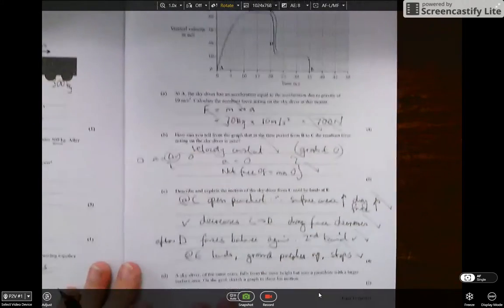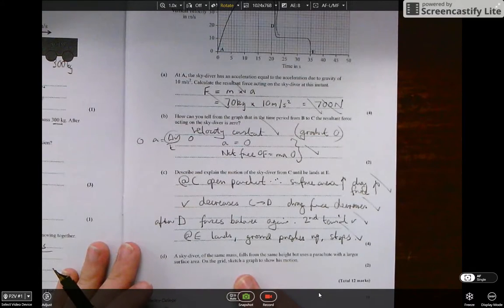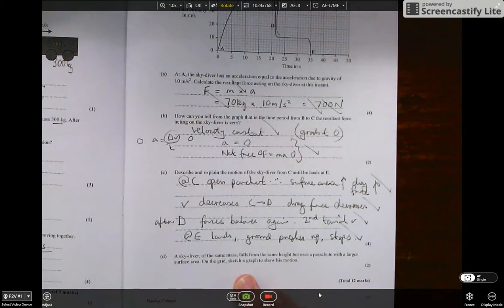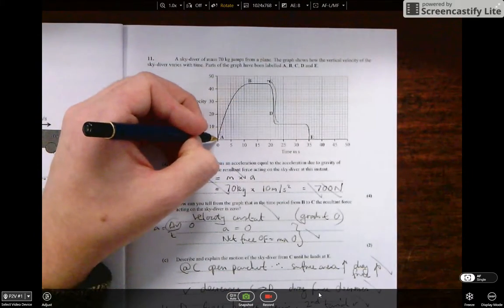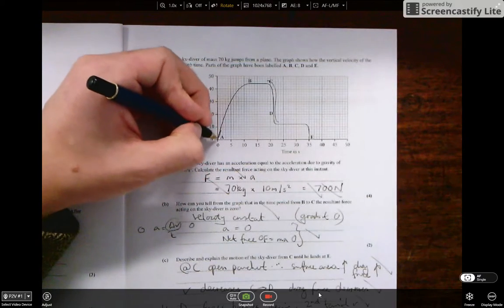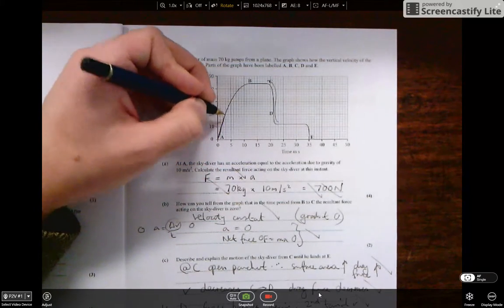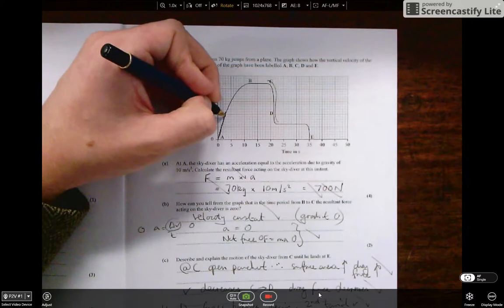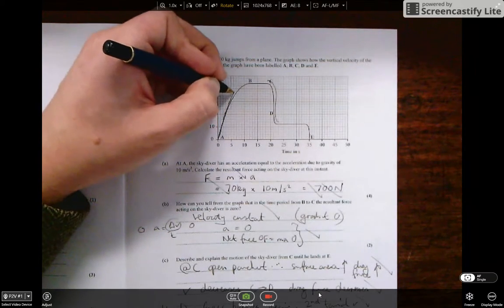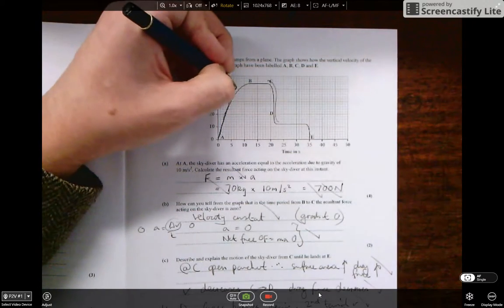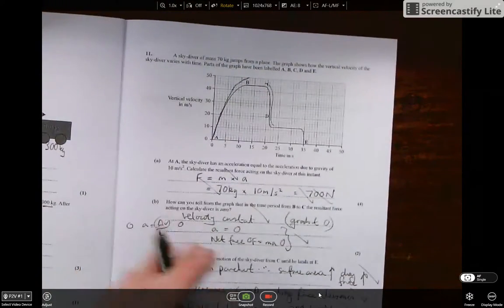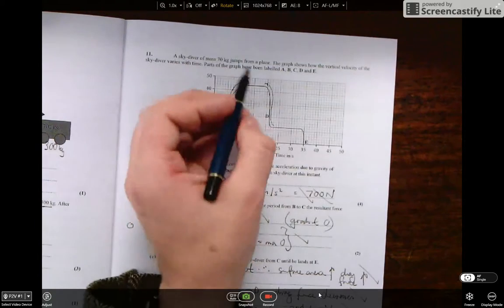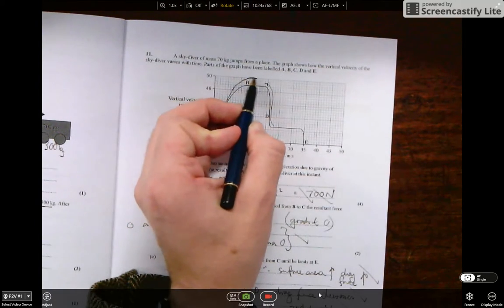Now, for the final part, a skydiver of the same mass goes from the same height, but has a parachute with the largest surface area. So because he's got the same mass, presumably he's going to accelerate at the same rate to start off with. But then it's going to take a little bit longer for the drag force to equal his weight, because his weight force is going to be larger.